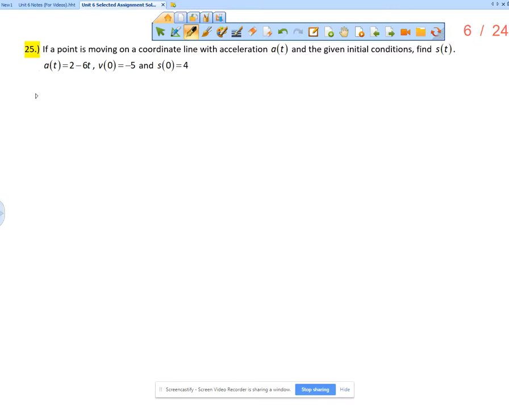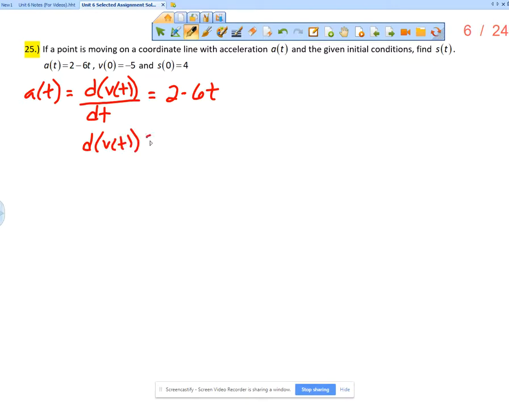All right, so first thing is a of t. Well, we need to realize that a of t is the derivative of v of t with respect to t. So it's d/dt of v of t, and I have 2 minus 6t. Now I'm going to separate the differential. So dv of t stays on the left, equals, and then I multiply dt on the other side: 2 minus 6t dt. Once the differentials are separated, I'm ready to integrate.